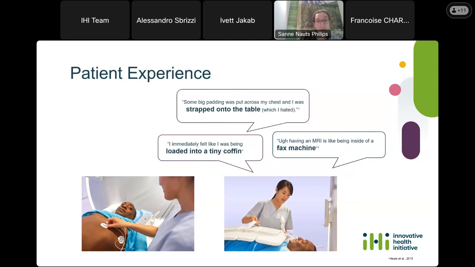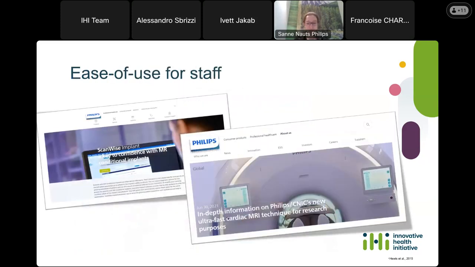So for patients, unfortunately, having an MRI exam can be quite an anxiety-provoking, stressful experience, as you can see in these quotes from patients. And we think that to make MR more attractive to be used to diagnose common cardiac diseases, we need to invest in things that really help patients feel better. So things like ultra-fast scanning, but also in-bore patient entertainment and patient guidance, as well as wireless sensing. Next slide.